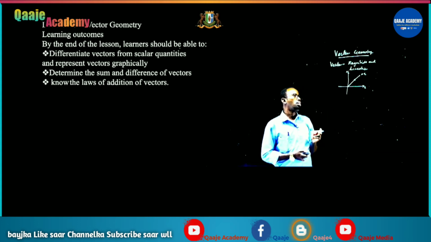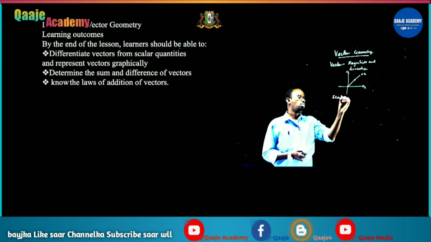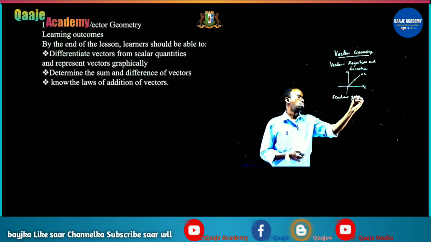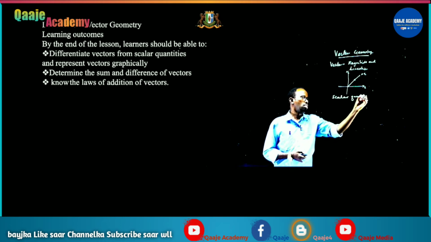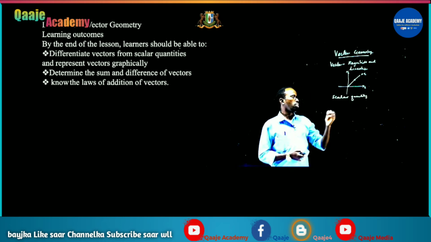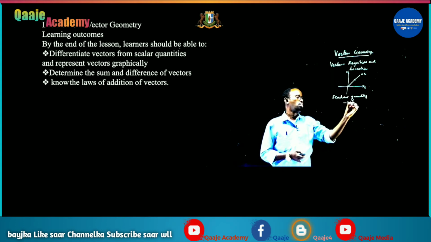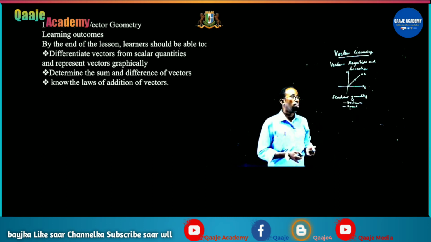Now a very good example of a vector quantity is velocity, acceleration, force, and so on. Scalar quantity is a quantity with only magnitude. A very good example is distance, speed, and so on. So that is the introduction of the difference between a vector quantity and a scalar quantity.